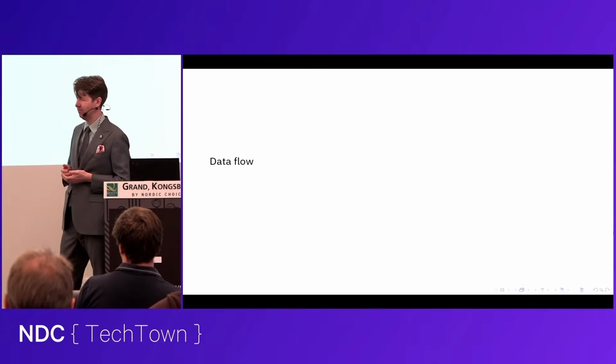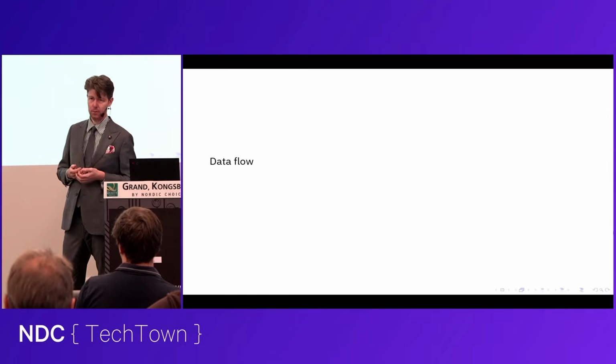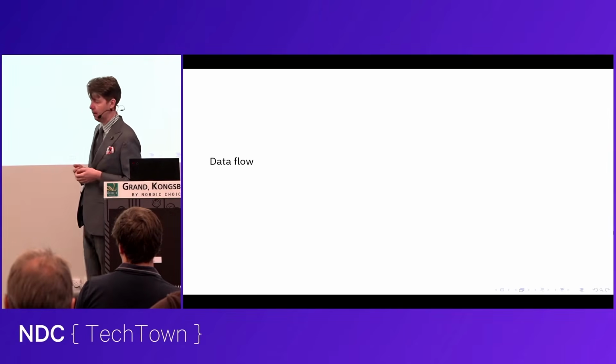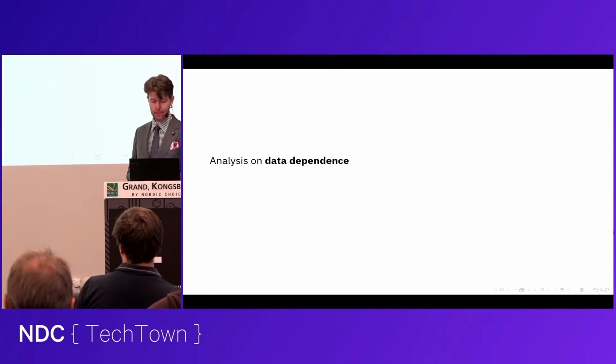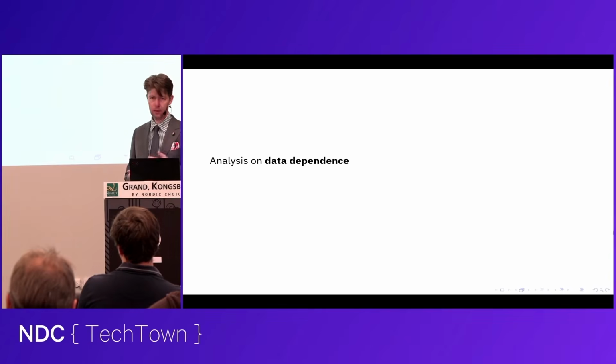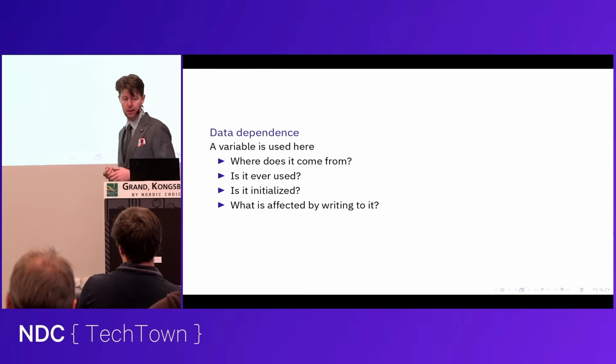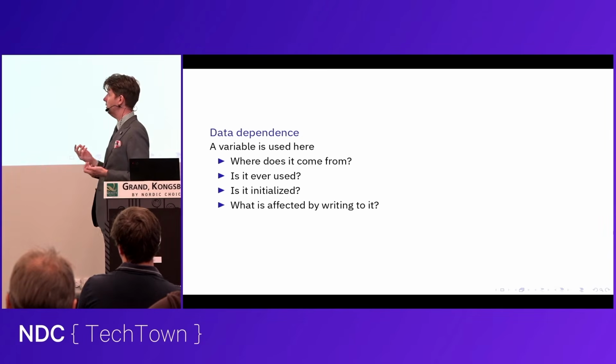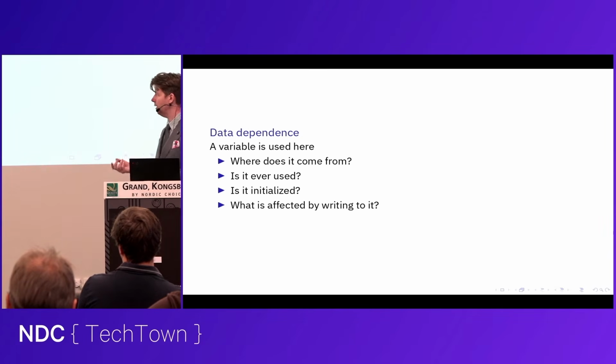But really, what we care about is data flow sometimes. And data flow is really the analysis, I think this is the definition if you look it up, on the data dependence between when variables are assigned, written, and used. So data dependence is about the questions: a variable is used here, where does it come from? Is it ever used? Is it initialized? And what is affected if you write to it?